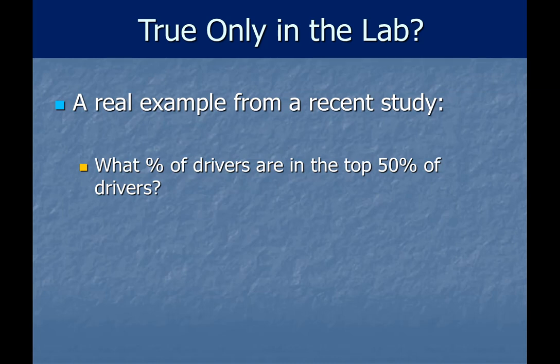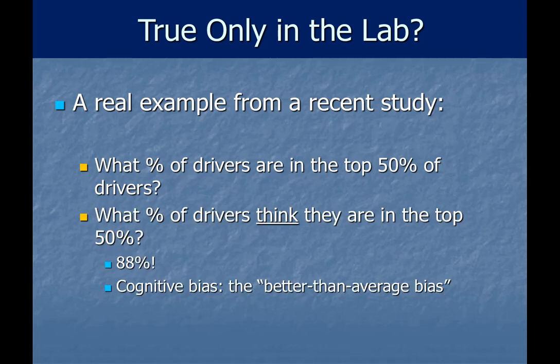Only half of people can be in the top half of skill in driving and in anything we talk about. However, psychology research has asked people, do you think you're in the top 50% of drivers? Do you think you are an above average driver? And when we ask a whole bunch of people that question, what percent of drivers think they're in the top 50%? It's about 88% of people. So almost 90%, almost everyone thinks they're an above average driver, even though that's impossible. Only half of us can be above average.